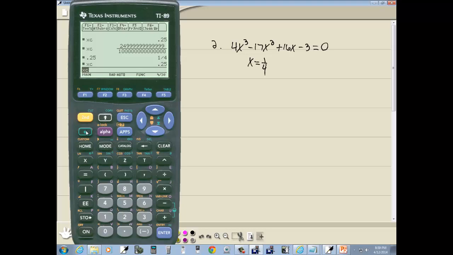Okay, let's go back to our graph. Do diamond F3. It looks like our next answer is 1, but let's do F5. Choose 5 for intersection, and enter our first curve, enter our second curve, and that looks like to the left of that answer, so that's good. I'll press enter. Upper bound, I'll go to the right of it and press enter. And that gives us x equals 1.